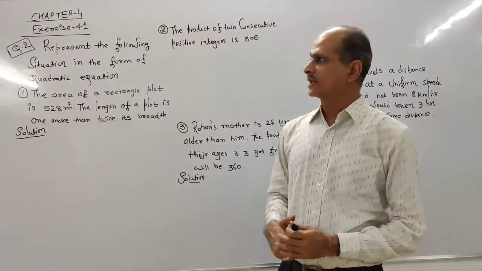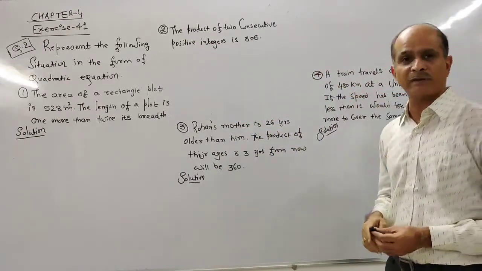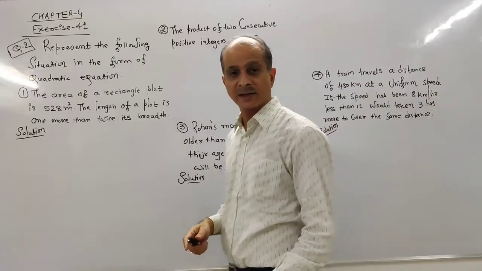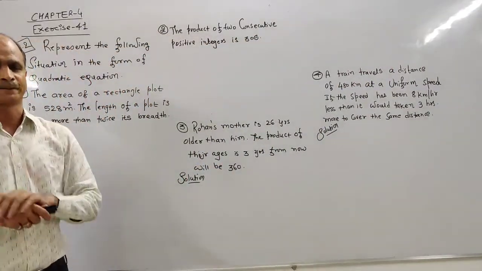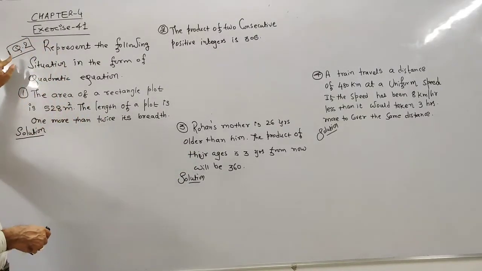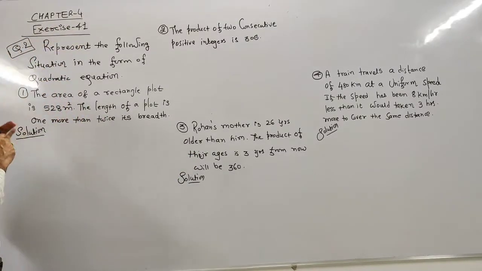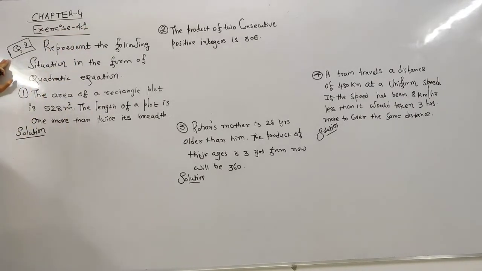Then we discussed exercise number 4.1, first example. Check whether the following equations are quadratic equations or not. We solved 7 examples in question number 1 of exercise number 4.1. Now let me start question number 2.